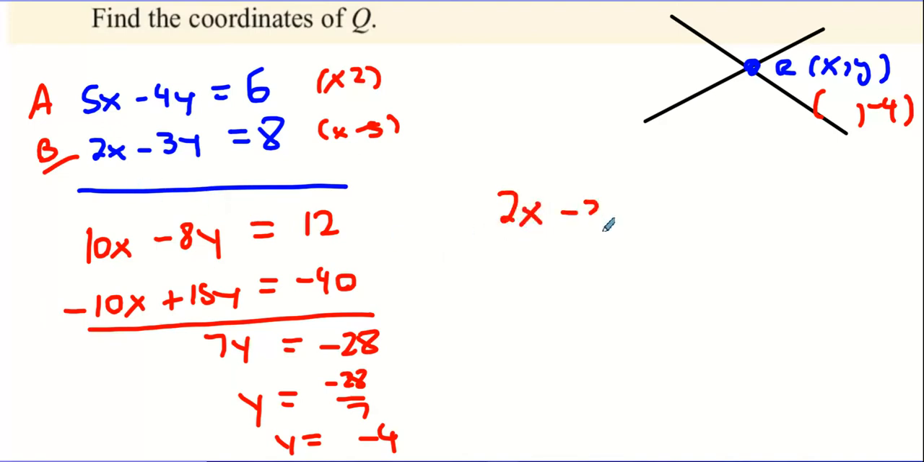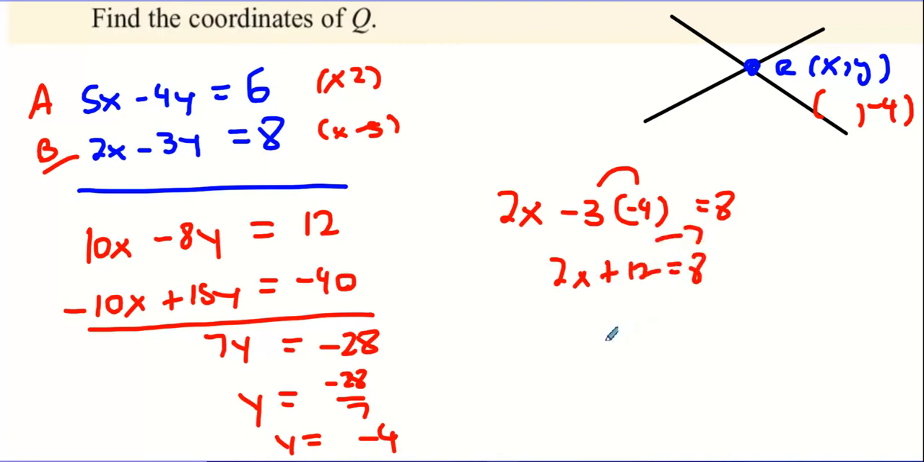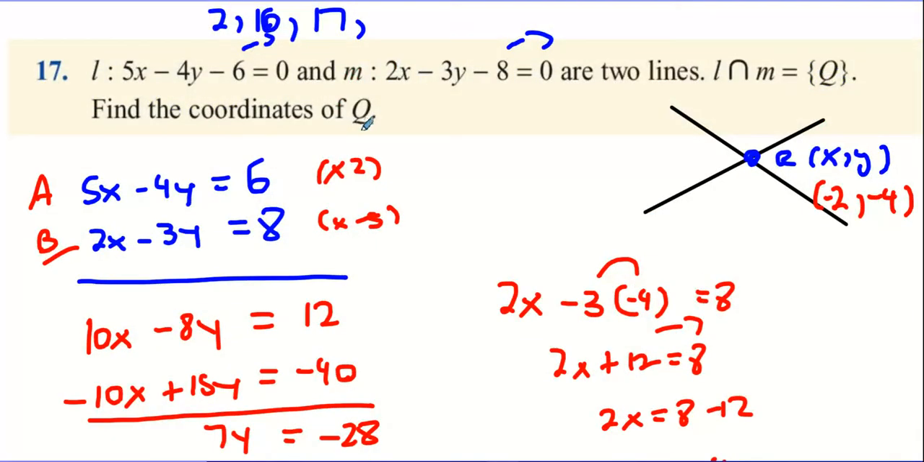So it's 2x minus 3 times, what's the y value? Minus 4 equals 8. Minus 3 by minus 4 is 12. Bring 12 over to the other side, so it's 2x equals 8 minus 12. 2x equals minus 4. Then divide minus 4 by 2 and you get minus 2. So the point minus 2, minus 4 is the point Q.